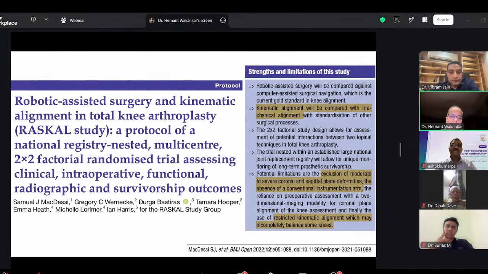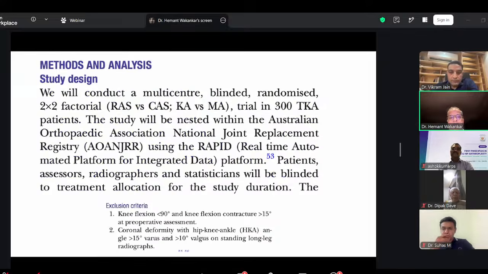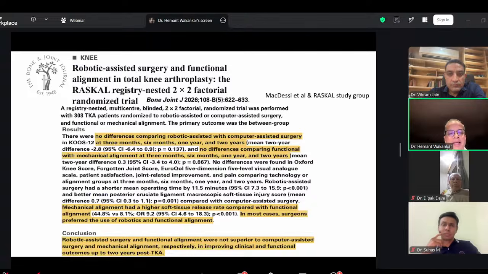This is an important paper that has recently come out from Australia. This is a randomized study comparing kinematic alignment with mechanical alignment, and the results have just come out 2 or 3 months back. This is the Australian group, the same person who described the CPAK classification. The initial protocol was discussed in BMJ, and this paper has come out in April in JBJS this year. And basically, what they are saying is this at 2 years.